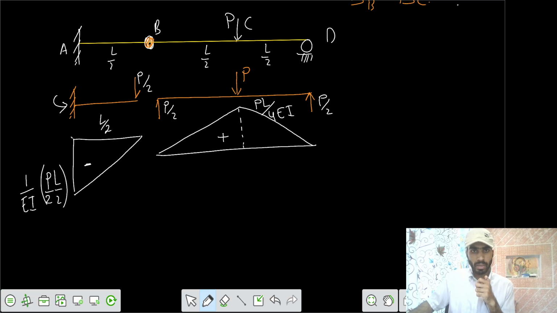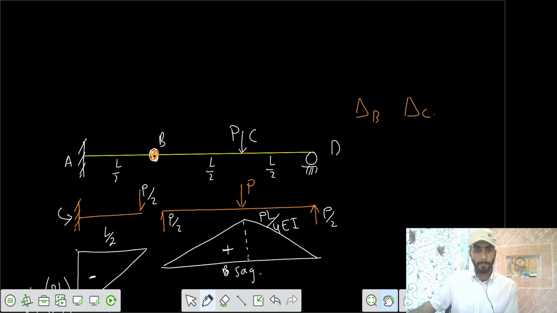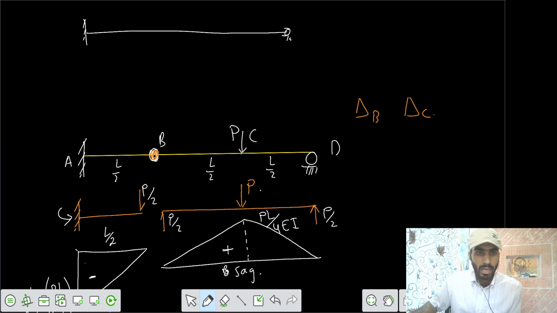This is positive BMD. Now based on this fact, this is hogging bending moment, and this is your positive sagging. So if you want to make the deflection profile, let's make the deflection profile. If this part AB is getting hogging moment, that means the deflection profile has a hogging curvature up to this point B.